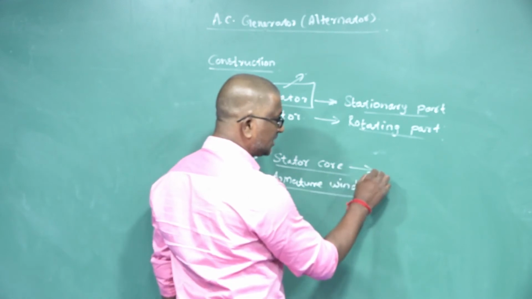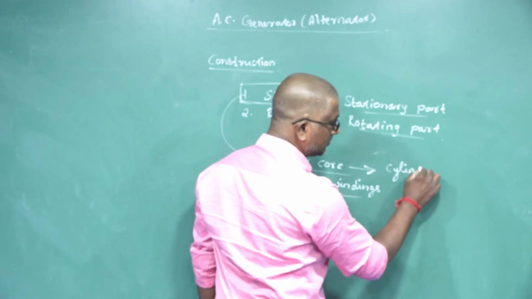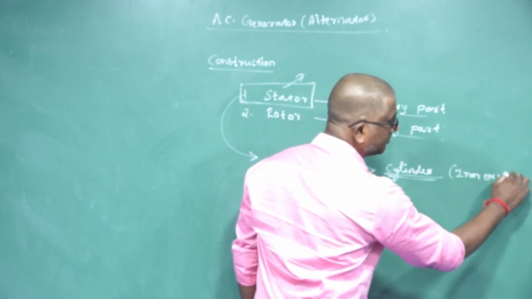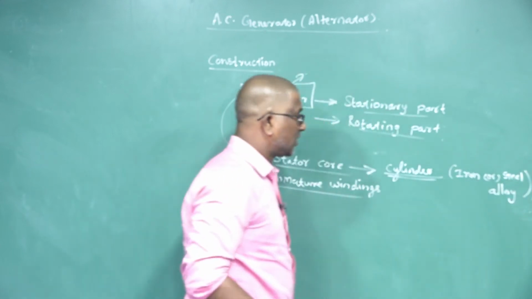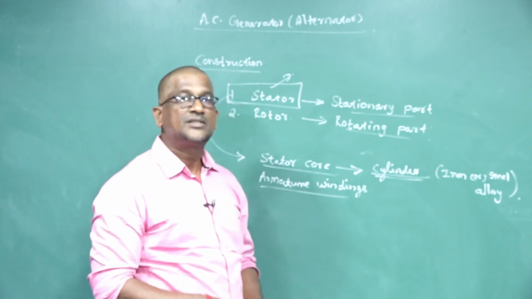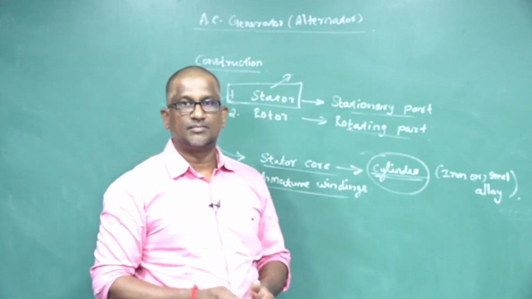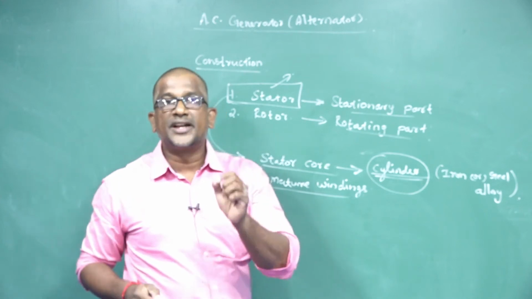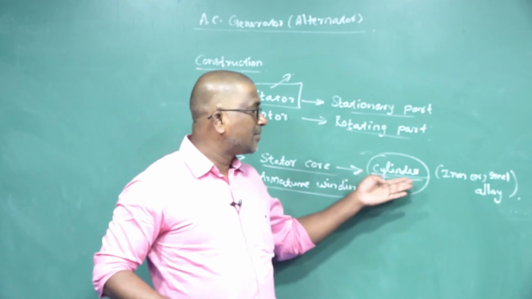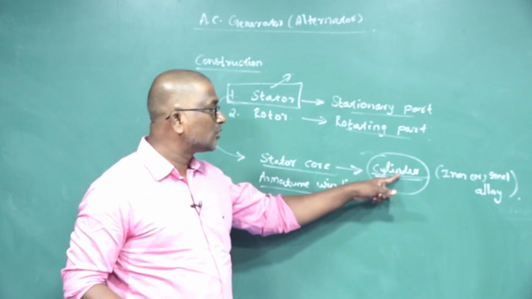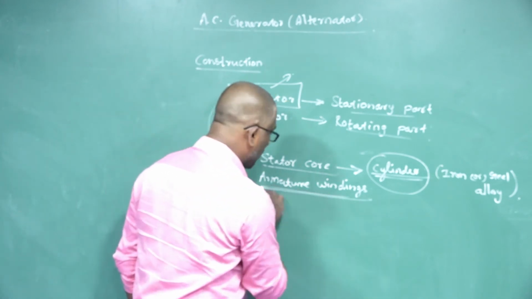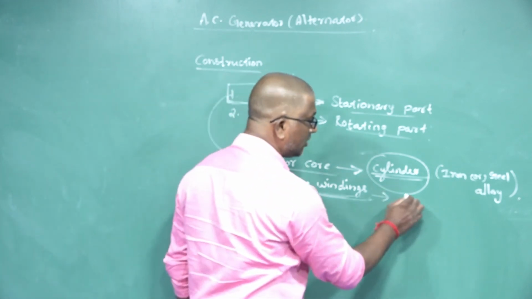The stator core is a cylindrical core made up of either iron or steel alloy. This cylindrical core is completely insulated in order to reduce the eddy current loss. That cylindrical core is called the stator core, one of the main components of a stator. The second one is the armature winding, which is nothing but a rectangular coil or simply a coil.